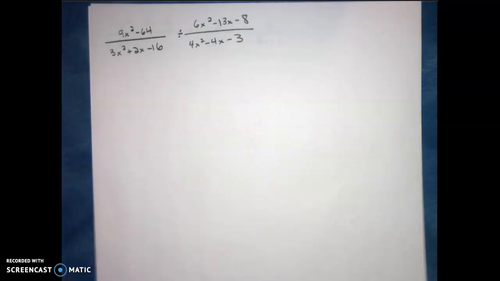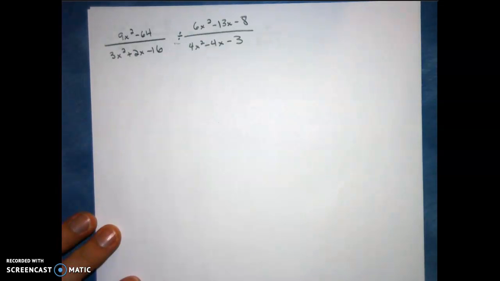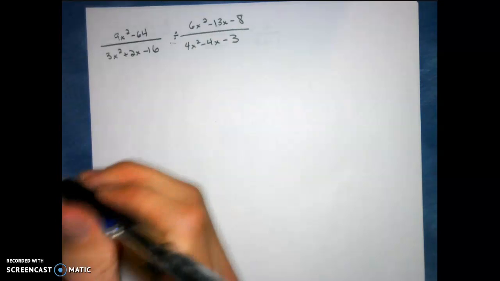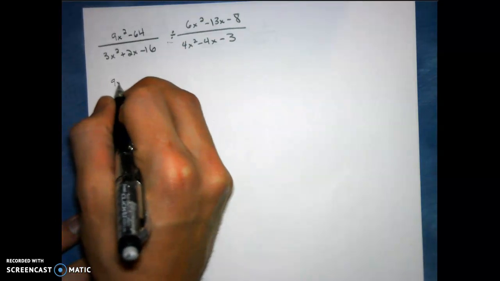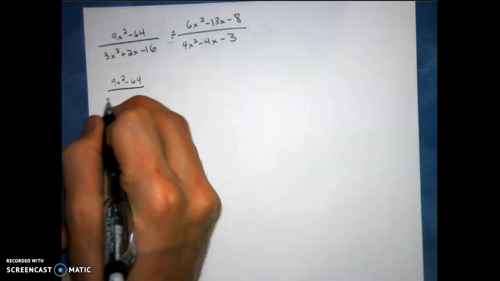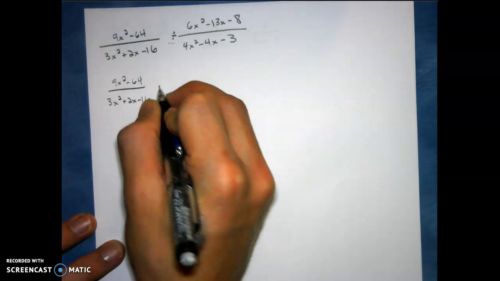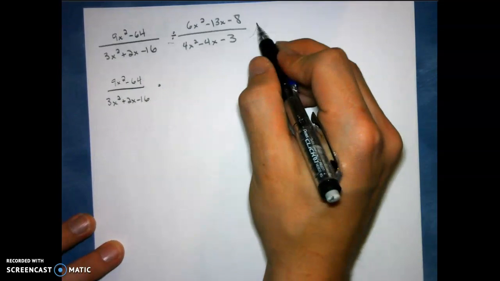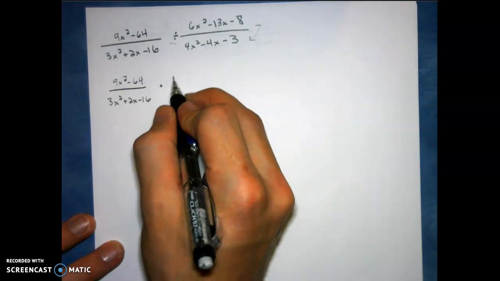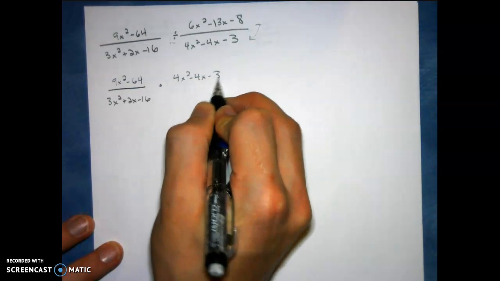Alright, so first thing, dividing. So we need to multiply by the reciprocal. We're going to rewrite it. And then multiplying the simplest one. We have 4x squared minus 4x minus 3.